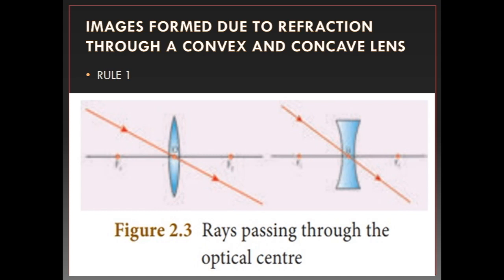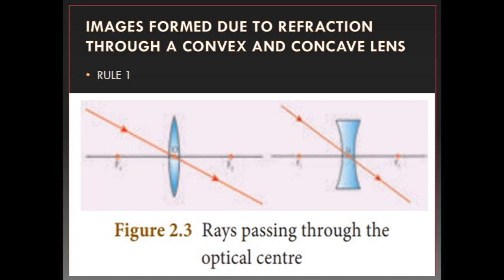What is the first rule? See the picture. The first one is what? See, there are two lenses, isn't it? The first one is the convex lens, which is thicker at the center, thinner at the edges. The second one is the concave lens, that is thin at the center, thick at the edges. Okay children, do you understand?